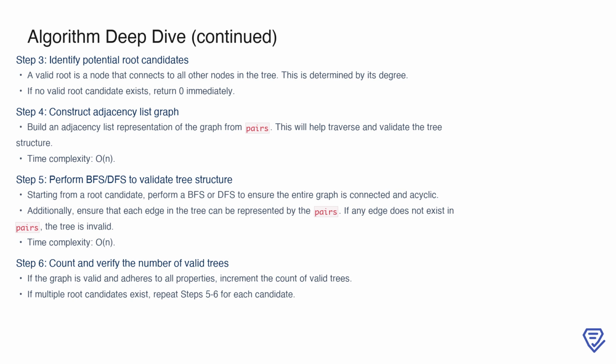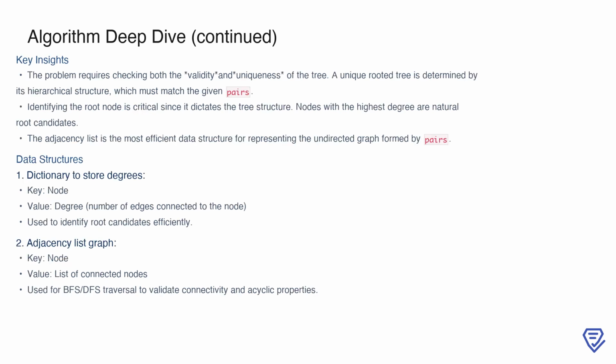Finally, we count and verify the number of valid trees. If the graph satisfies all the required properties, we increment the count. In cases where multiple root candidates exist, we repeat the validation process for each candidate. One of the most important insights in this problem is the need to check both the validity and uniqueness of the tree. For the tree to be unique, its hierarchical structure must align exactly with the given pairs.